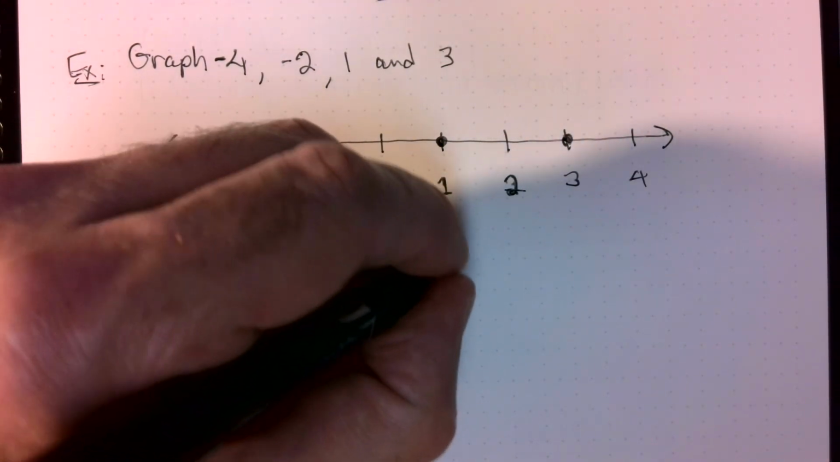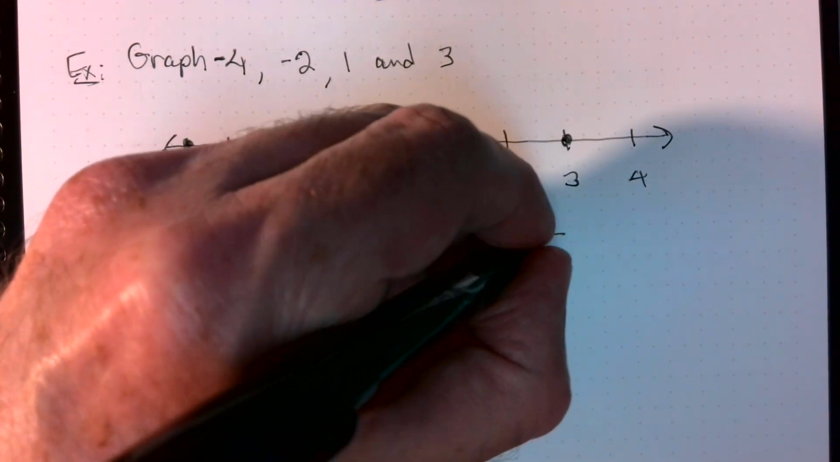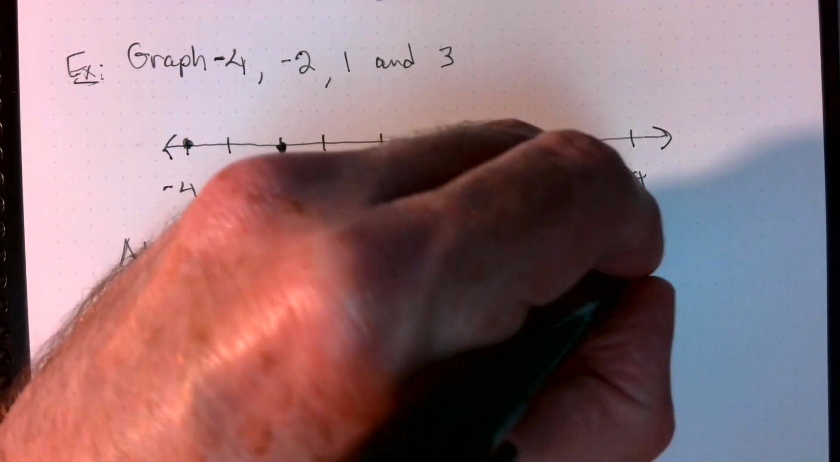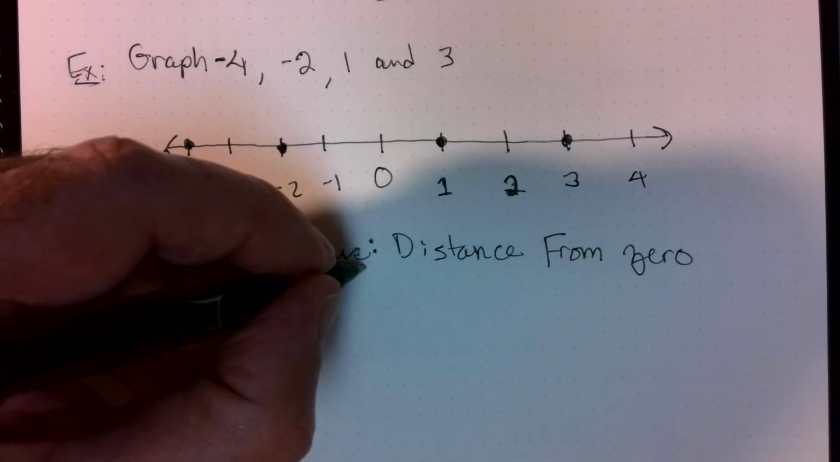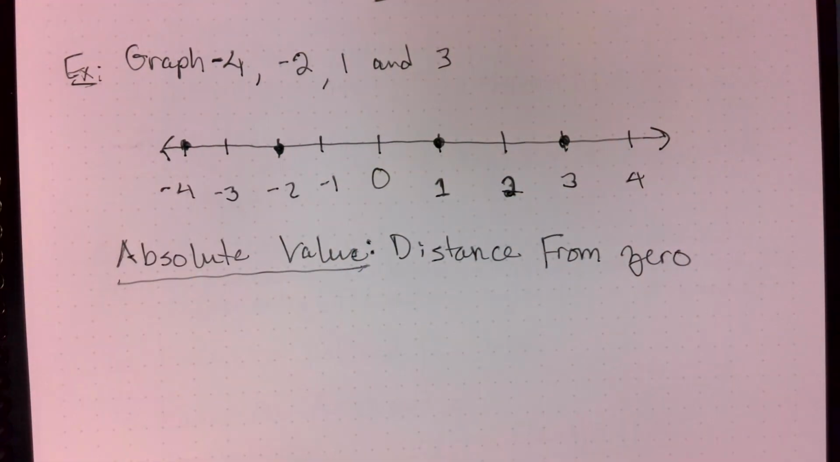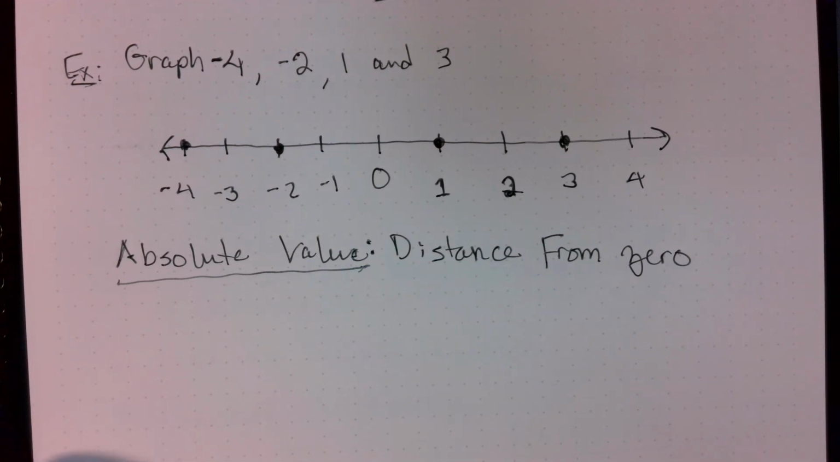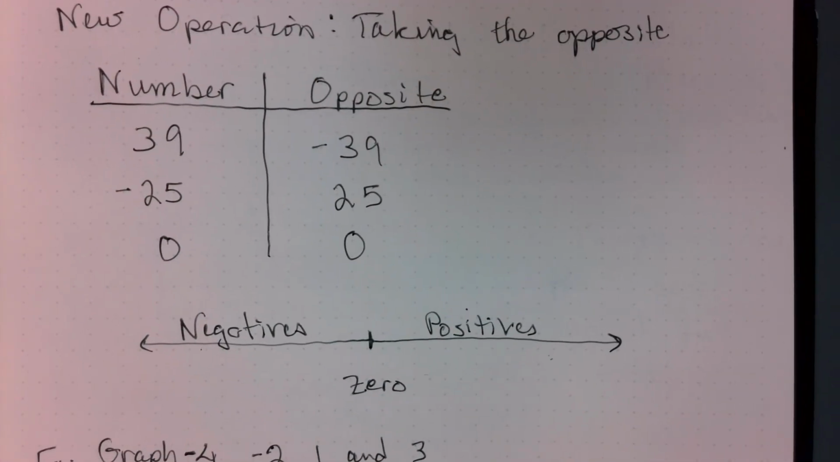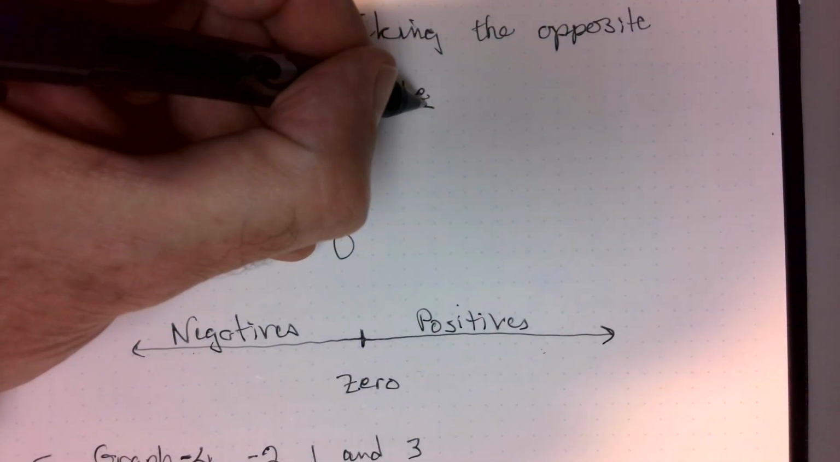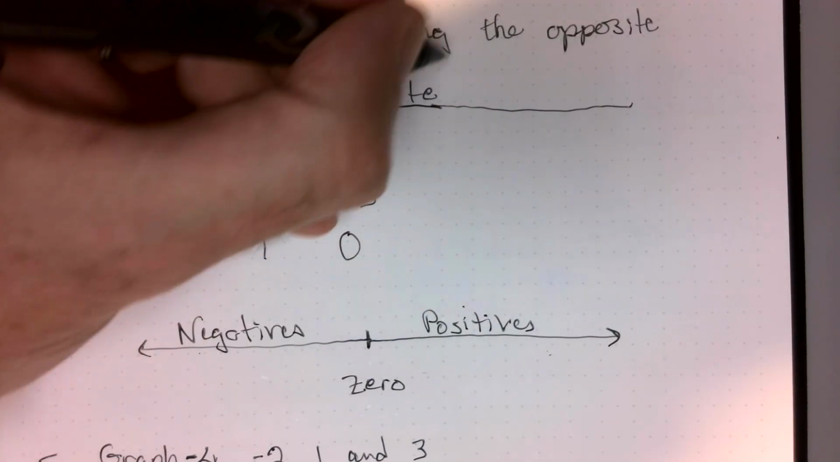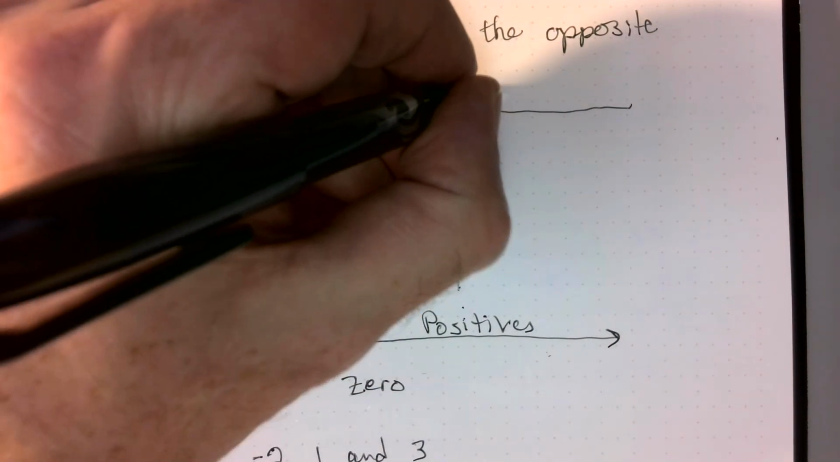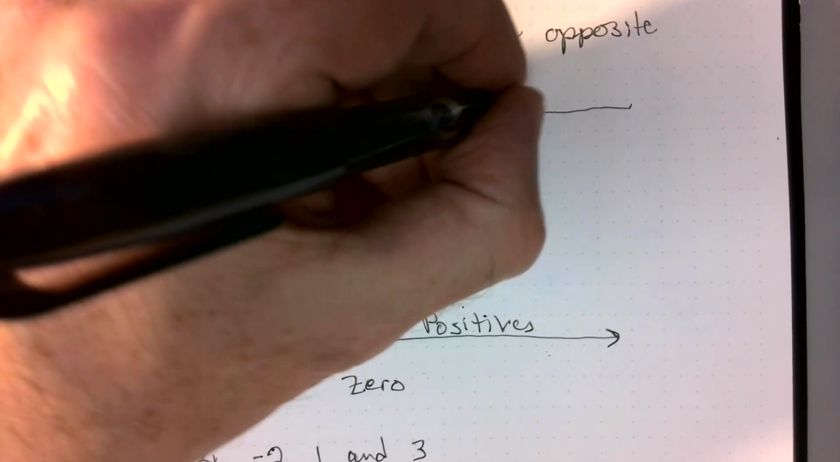The absolute value of a number is its distance from 0. Okay, so the absolute value of a number is its distance from 0. So if I were to go back up here to my little table, I could talk about the absolute value of each of these numbers.